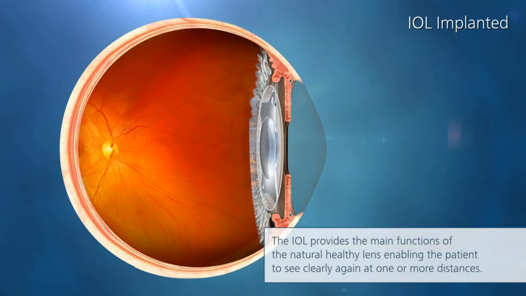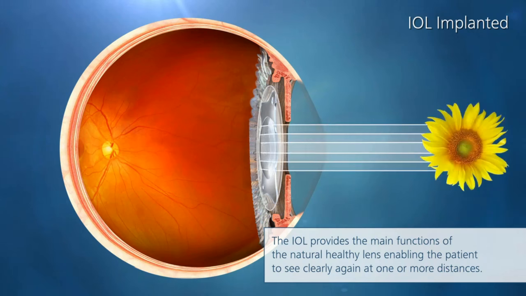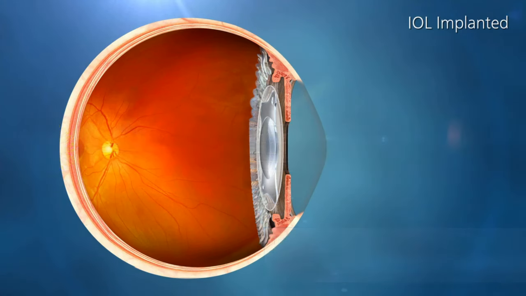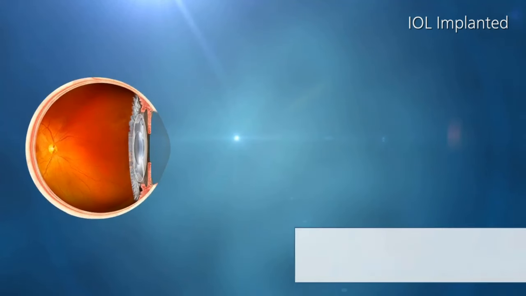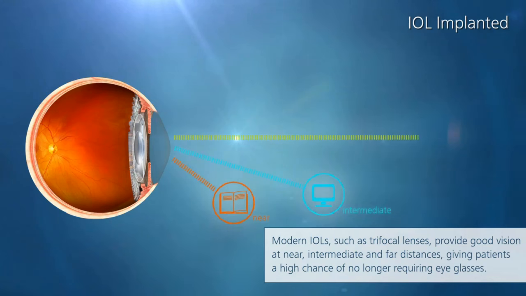The IOL provides the main functions of the natural, healthy lens, enabling the patient to see clearly again at one or more distances. Modern IOLs, such as trifocal lenses, provide good vision at near, intermediate, and far distances, giving patients a high chance of no longer requiring eyeglasses.